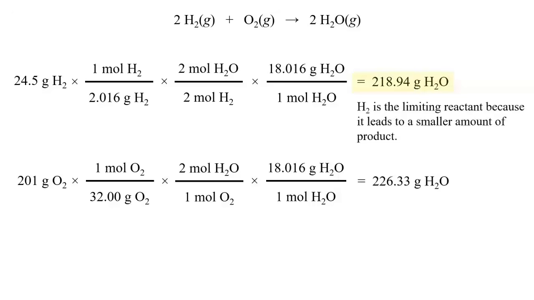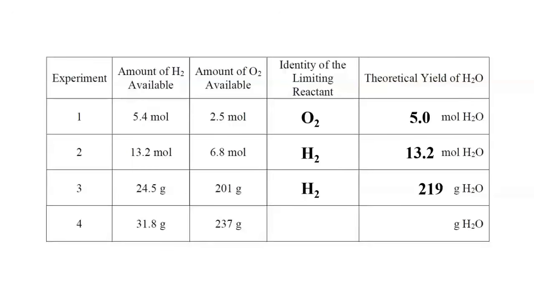So, since the smaller amount of water came from hydrogen, that makes hydrogen the limiting reactant, and the theoretical yield in grams of water would be, rounded off to 3 sig figs, 219 grams of water. All right, we'll do this one more time.